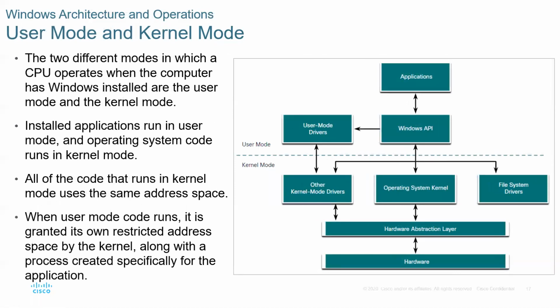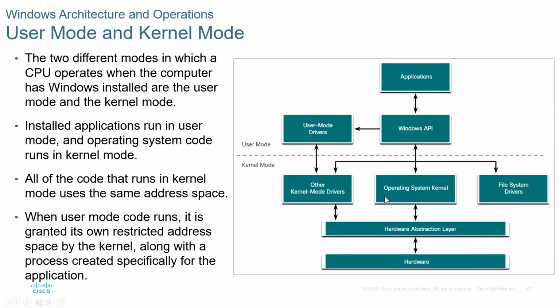There are two different modes in which the CPU operates on a computer that has Windows installed: the user mode and the kernel mode. As you can see from here, everything up top is the user mode and down below is kernel mode. Installed applications run in the user mode, which is up here, and the operating system code runs down below in the kernel mode.